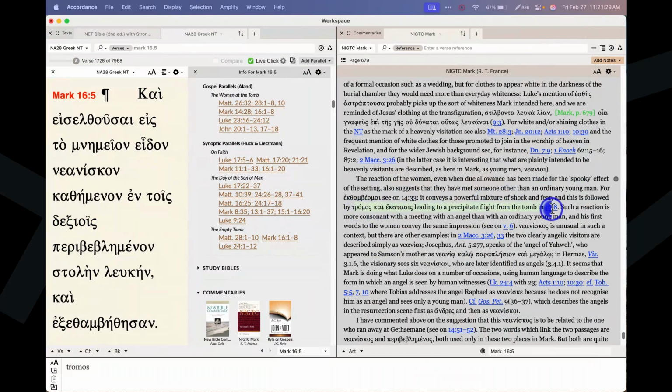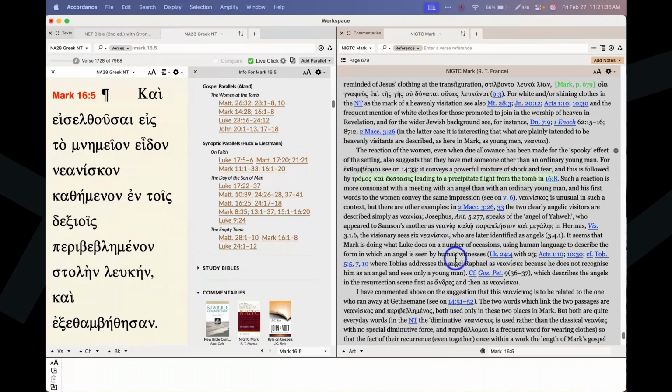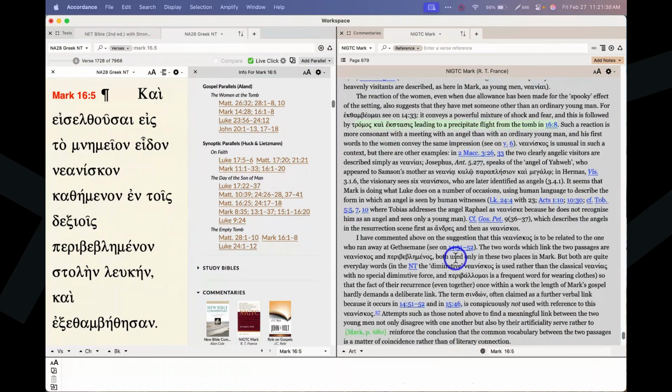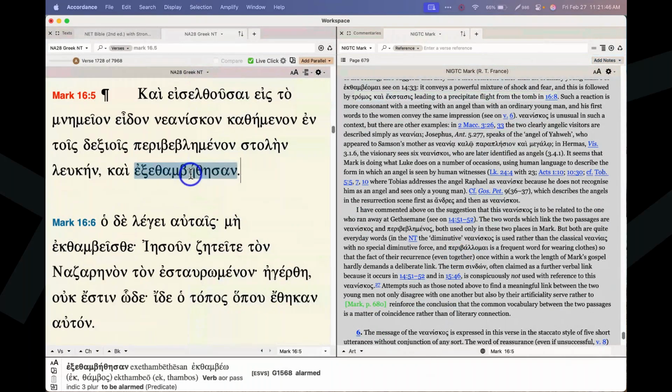And then he does note 16:8, and that reaction more consonant with meeting with an angel than with an ordinary young man. So he's kind of leaning toward this being almost an unpleasant shock. But again, that's a lot to do with one word as you're translating. So my personal approach, and you may have a different approach, is if there's some degree of ambiguity in the Greek as I read it, is there an English word that can accurately not only translate that word, but also preserve some of the ambiguity there?